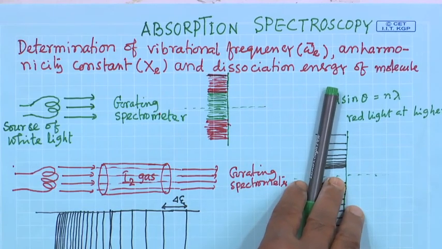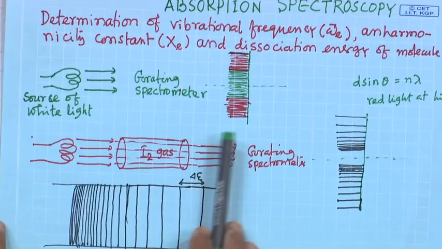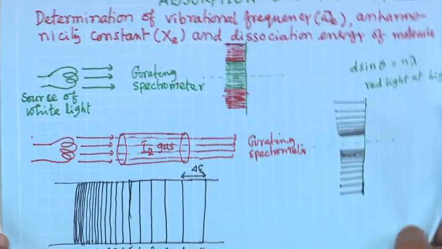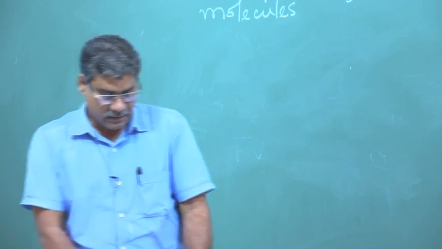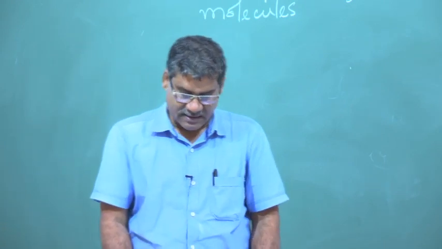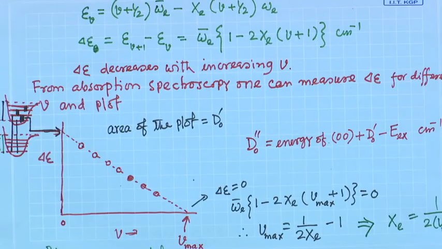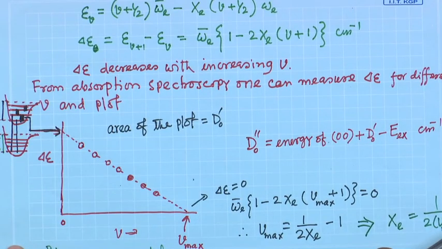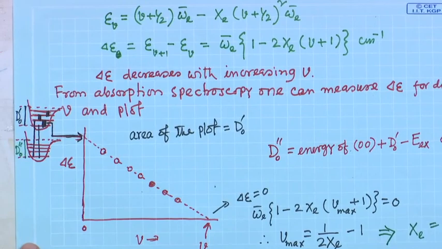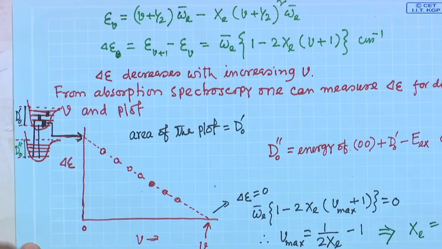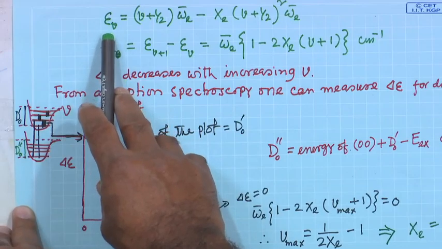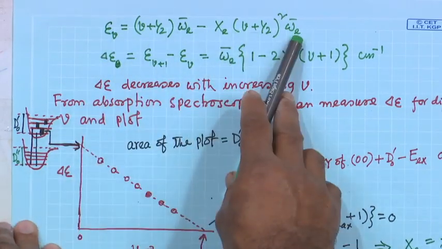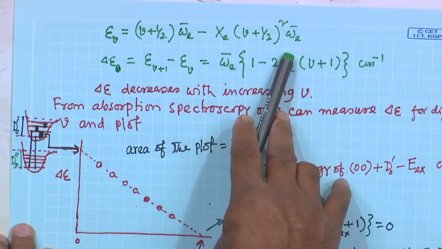How it is done, that I will discuss. That is also very interesting. The spectral lines we are getting, that is the energy of the spectral lines in centimeter inverse.